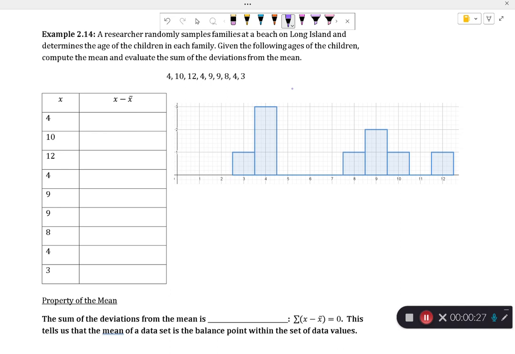So we can compute the mean by typing all these data values into our calculator and computing the mean using our one var stats feature. And in this case, we get that the sample mean is 7. So now we're going to find the deviations from the mean for all of these data values. All that means is to take the age of the child and subtract the mean from it. So we're going to do the deviation from the mean subtractions for all of these data values.